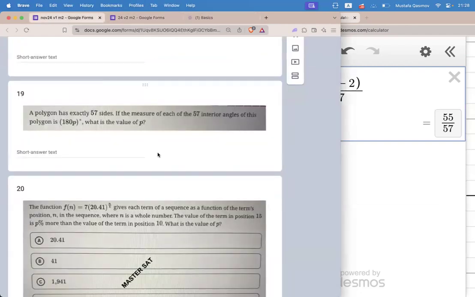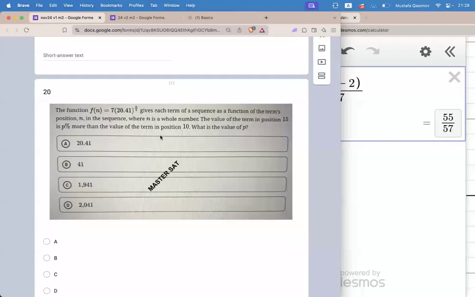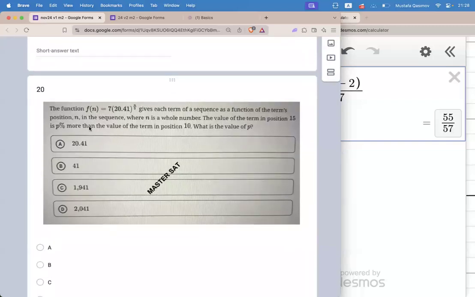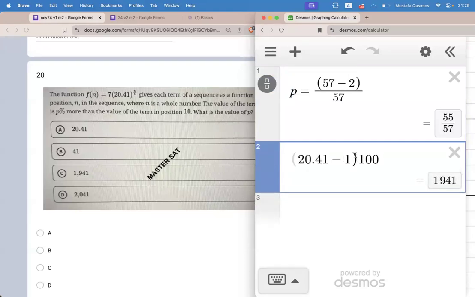Okay, 19. So the answer is 55 over 57. 20. Because it says that position 15 is p% more than position 10, there's a difference of 5, it means that you have to look only inside the bracket. 20.41 minus 1 multiplied by 100 is 1941. So the answer is C.